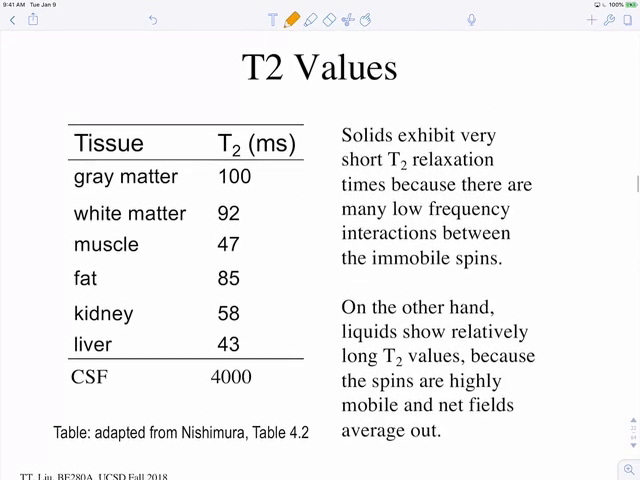So let's look at some T2 values. What we have here are some values for gray matter, white matter, and then this one, CSF, which stands for cerebrospinal fluid, the fluid that bathes your brain. It's fairly close to water, so you notice it has a very, very long T2, like an order of magnitude greater than the tissue. So let's try to understand why the T2 of water is so long.